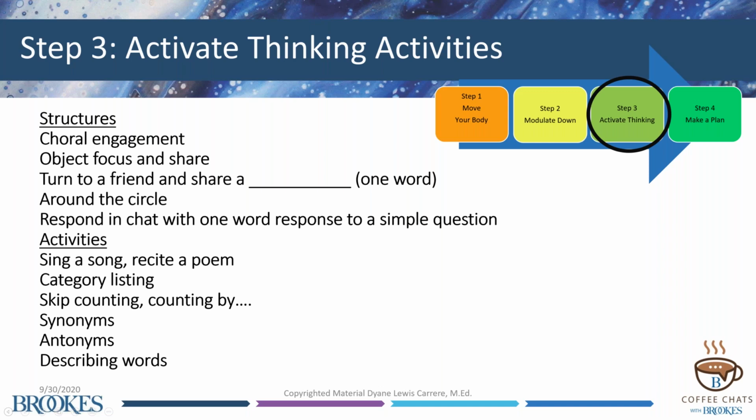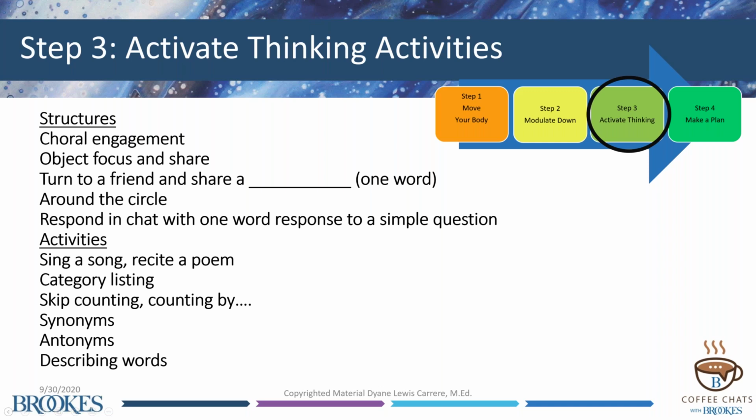Step 3, the one we often jump over, activating the thinking brain. We can do this through a variety of structures with our students, using things like choral responding. I believe your handout, I'm sorry, says choral engagement, mistype. It could be an object focus and share. A high school teacher friend of mine, before her students take a test, has them pick up a pencil or pick up something on their desk and think of 3 attributes of it, and turn to a neighbor and share those attributes, and the neighbor shares 3 of theirs.